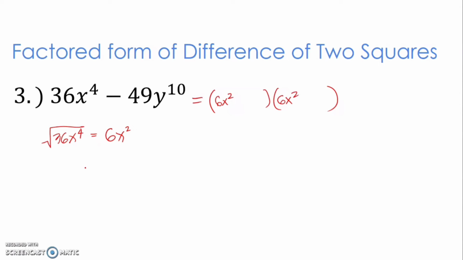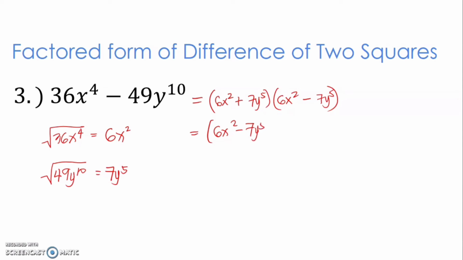Next is to get the square root of the second term. So we have a square root of 49y raised to 10. So the answer is 7y raised to 5. Then, write the result on the right side of each quantity. Last step is to follow the operations pattern. So we have addition and subtraction. You may also write your answer as quantity 6x squared minus 7y raised to 5 times the quantity 6x squared plus 7y raised to 5.